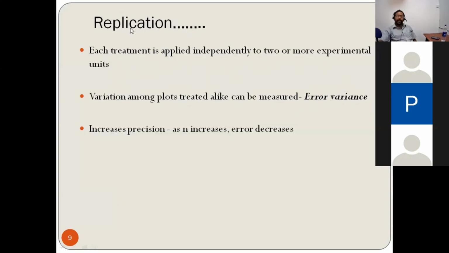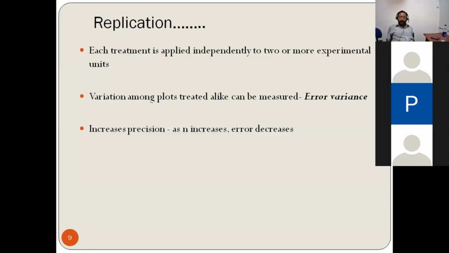Why do we want to do the replication? Can somebody explain to me why we want to do the replication? Can't we do experiments with a single replication? Why do we need two or more replications? To reduce the number of errors. Yes, one thing is to reduce the error. Error actually means error variance, right?